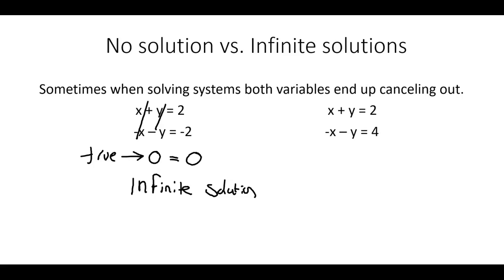So let's add these up. x and negative x is 0, y and negative y is 0. But what's 2 and 4? And is that a true statement there? No. That's false. And since that's false, we say no solution. Okay? So that's a weird thing that can happen with systems of equations. You can get no solution or infinite solutions. Those are things that happen when the x's and the y's cancel out. If you end up with a true statement, it's infinite. If you end up with a false statement, it's no solution.